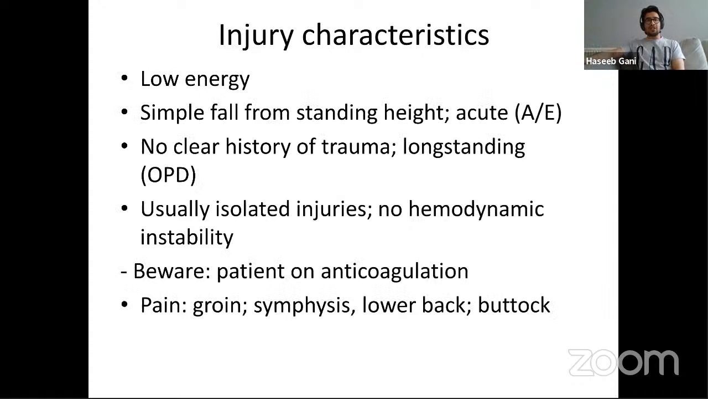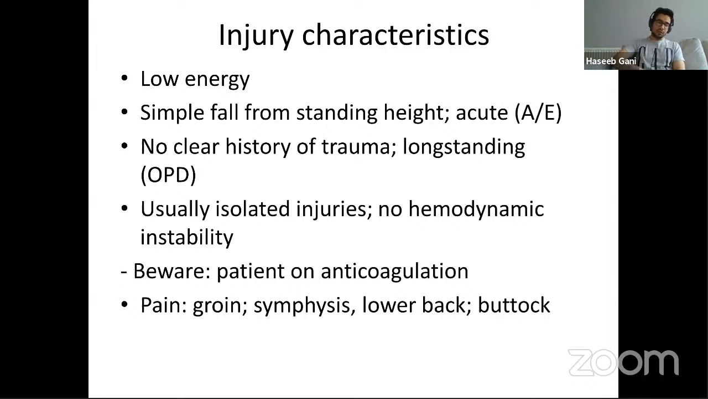They are usually low energy fractures and result mostly in an acute setting. You will find that they come to the A&E with a simple fall from standing height. Sometimes they will present to your outpatient clinic with no clear history of trauma and just long-standing pain. These injuries are usually isolated, and consequently, unlike high-energy fractures of the pelvis in younger patients or high-energy fractures in general, they are not usually associated with any hemodynamic instability.